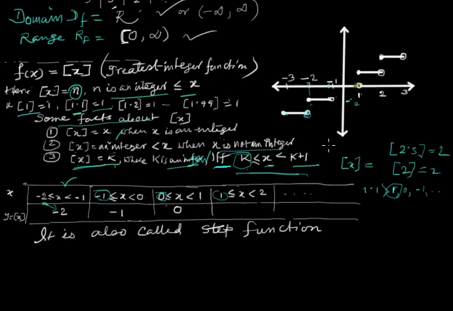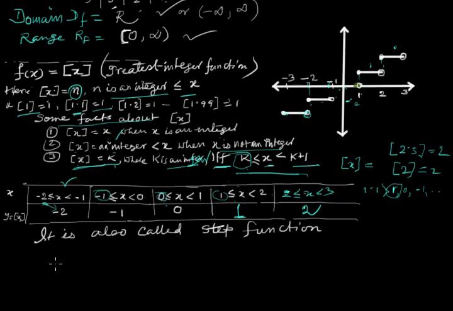From 0 to 1, all values are 0. From 1 to 2, all values are 1. And if we take 2 to 3, the value will be 2. This is also called a step function, because if you put in the dotted lines, it looks like a step. This, then this, then this. So this is like a step function.